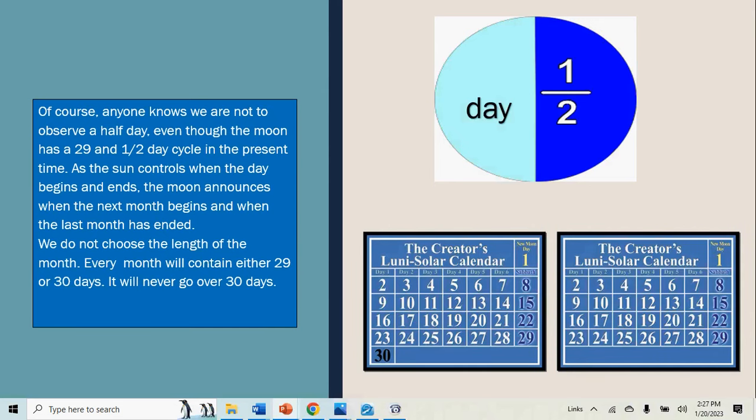So, of course, anyone knows we are not to observe a half a day, even though the moon has a 29.5-day cycle in the present time. As the sun controls when the day begins and ends, the moon announces when the next month begins and when the last month has ended. We do not choose the length of the month. Every month will contain either 29 or 30 days, and it will never go over 30 days.